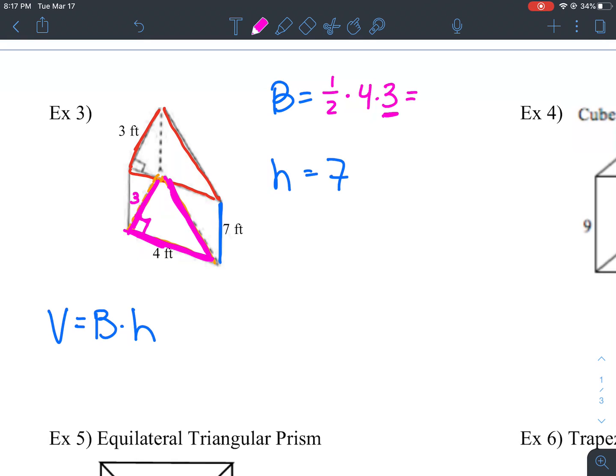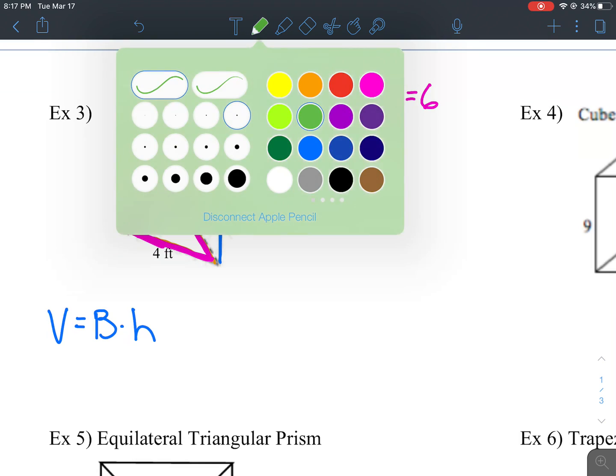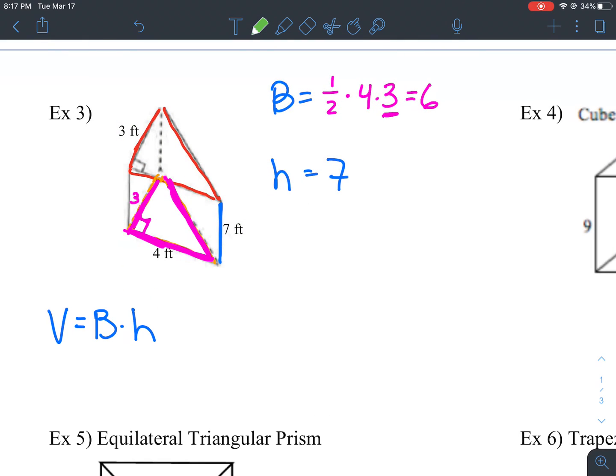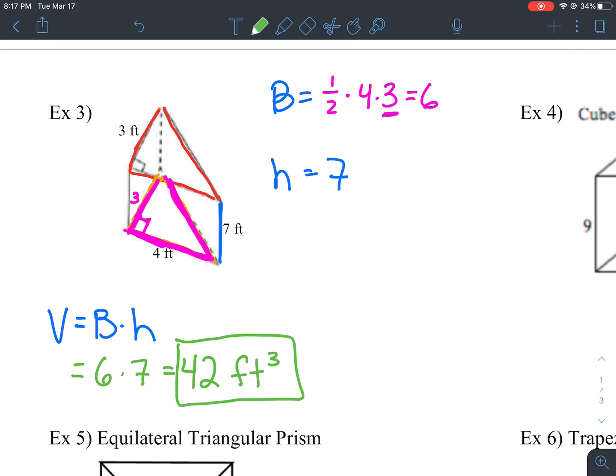Okay, so in this case, 1/2 times 4 times 3, well, 4 times 3 is 12, half of that is 6. So now I've got my two variables solved for. The area of the base is 6, the height is 7, so if I multiply those two together, 6 times 7, 42, and my unit, feet cubed.